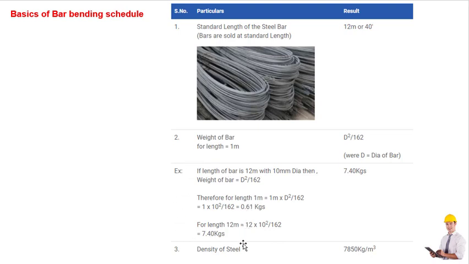The next important point which we need to keep in mind is the density of steel. The density of steel is 7,850 kg per meter cube. So these are three important points which we need to consider while doing the bar bending scheduling.